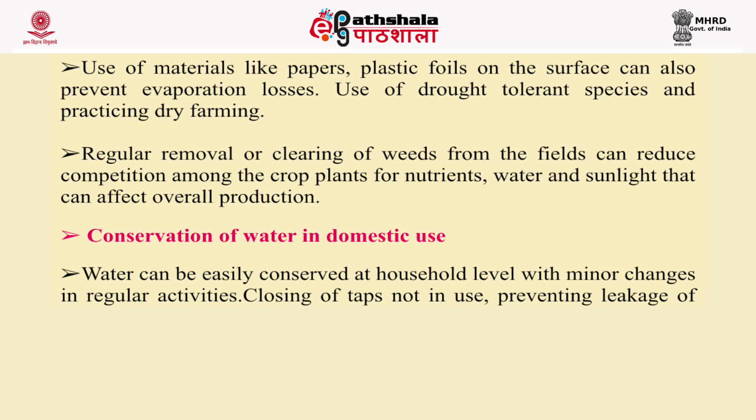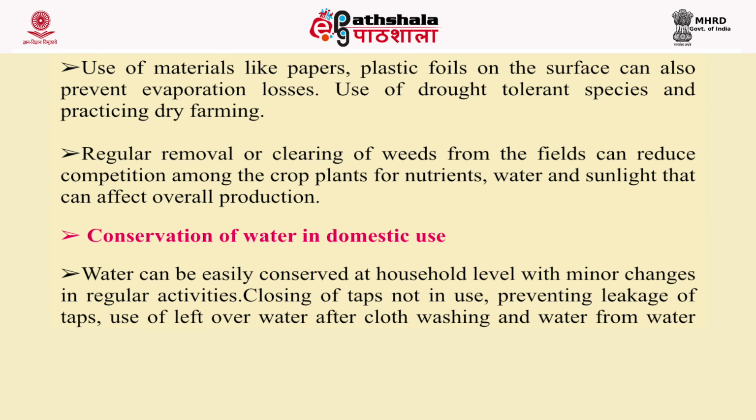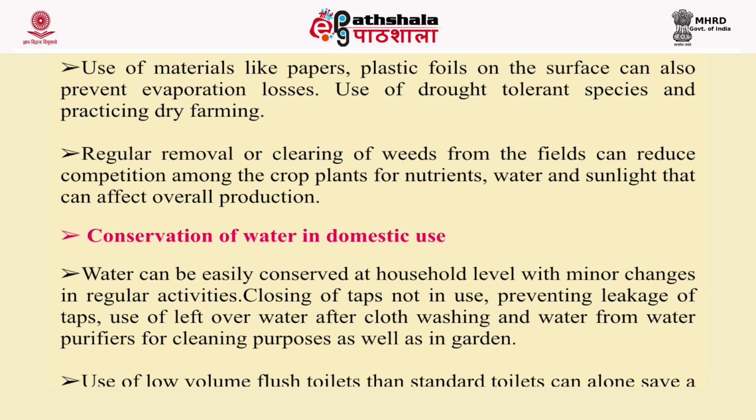Next is the conservation of water in domestic use. Water can be easily conserved at household levels with minor changes in regular activities like closing of taps while not in use, preventing leakage of taps, use of leftover water after cloth washing, and water from water purifiers for cleaning purposes as well as in garden. Use of low volume flush toilets than standard toilets can alone save a lot of water.